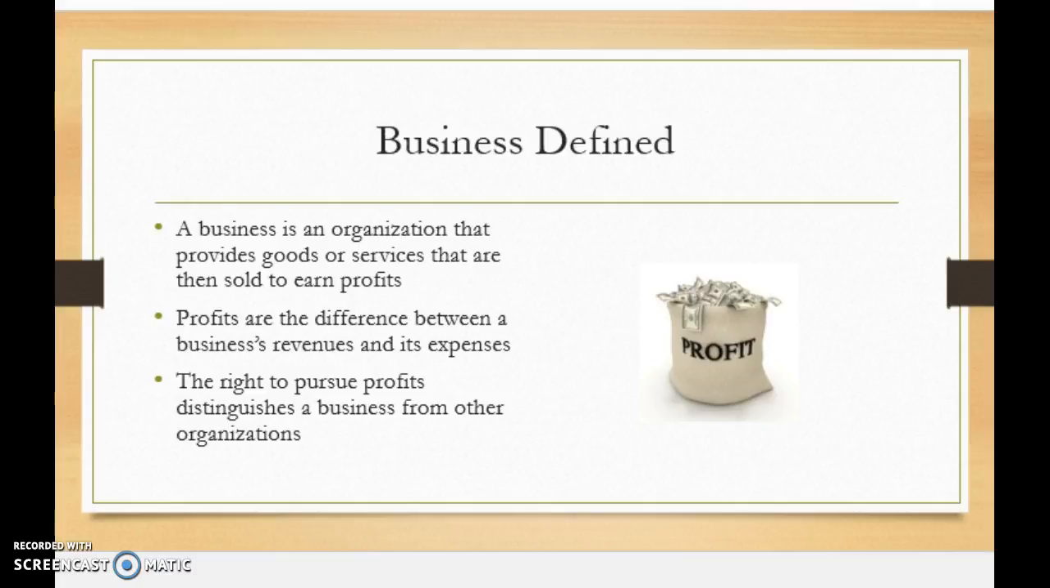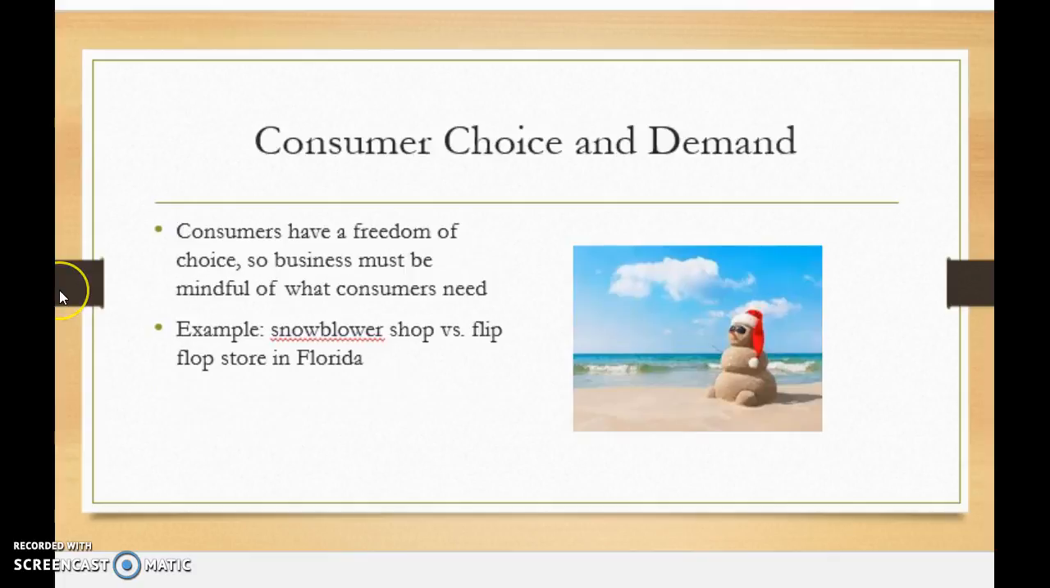Now we can describe the goals and functions of business. With some constraints, an owner is free to set up a new business, grow the business, and sell it or shut it down. Consumers have a freedom of choice, so a business must be mindful of what consumers want or need. The textbook uses the example of a snowblower shop in Florida. The consumers of Florida are likely to not need a snowblower purchase very often, so they will not be a wise business investment. However, Floridians are quite likely to purchase warm weather clothing and accessories year-round.